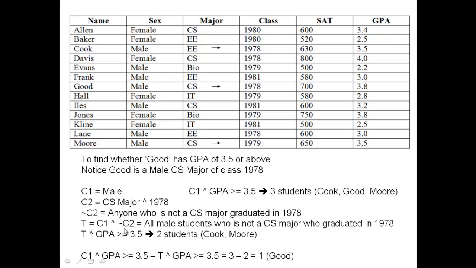Now, this tracker T is basically all male students who are not a CS major who graduated in 1978. So all male students, we have totally 7 male students, and among these 7 male students, people who are not a CS major who graduated in 1978 is essentially going to be everyone except Good, isn't it? Because he is a male student who graduated in CS 1978. So everybody except Good, all the other 6 male students, who are Cook.